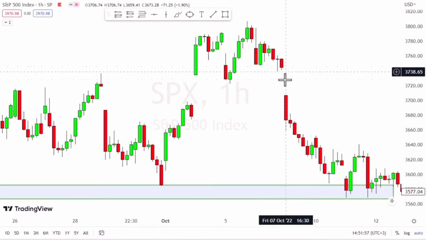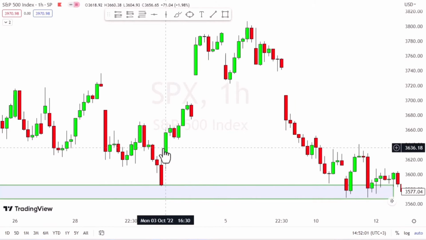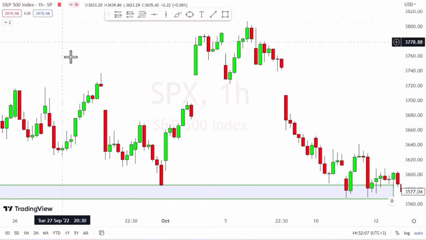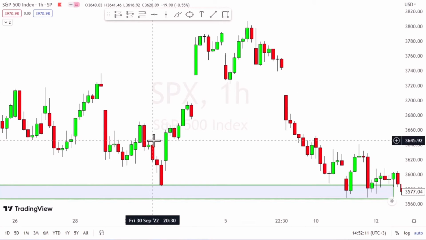Well, as you can see, a really beautiful bullish kicker happened here, and this is the S&P 500 index 1 hour chart. How to set a chart like this, I talked about it previously, and you have to check my previous videos, and I'm going to leave the links down in the description.